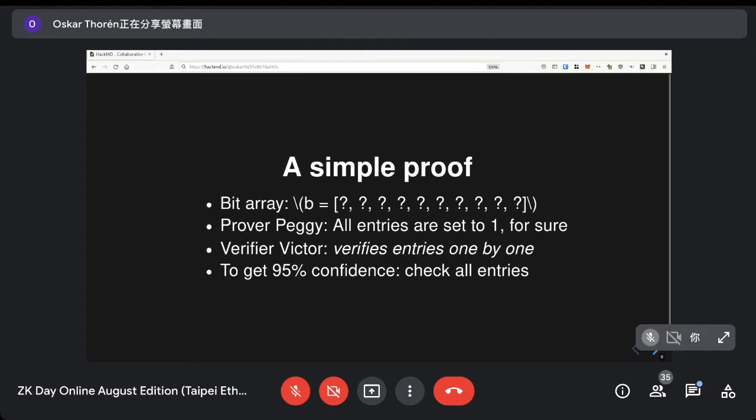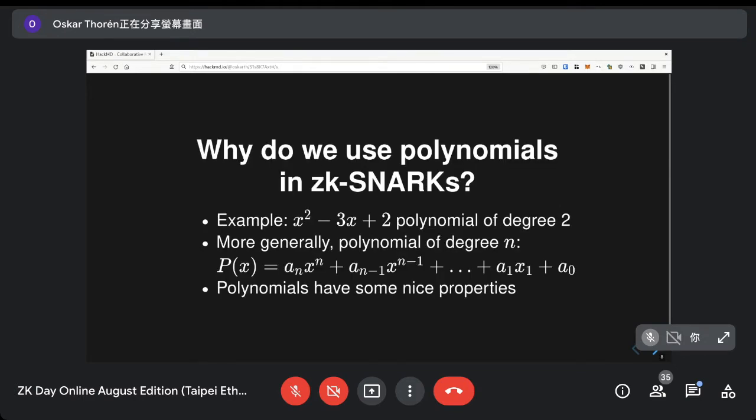So you might have heard that we use polynomials in zk-SNARKs, but why is that? Here's an example polynomial of degree 2, and the more general form here. And it turns out polynomials have some very nice properties.